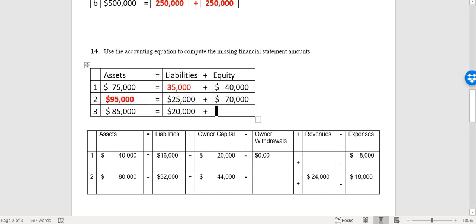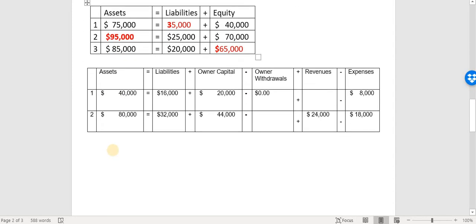And lastly, assets are 85, liabilities are 20. So what's equity have to be? Well, we have to put a number here that if we add it to 20, we get 85. What plus 20 equals 85? How about 65? Does that make sense to you? There you go.